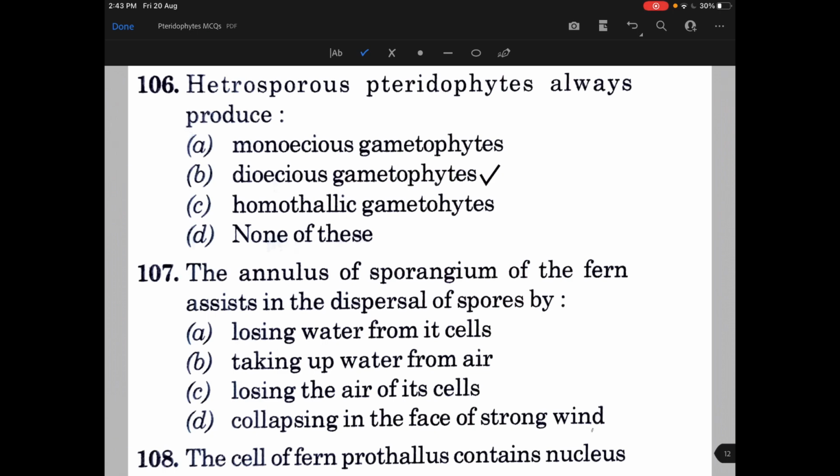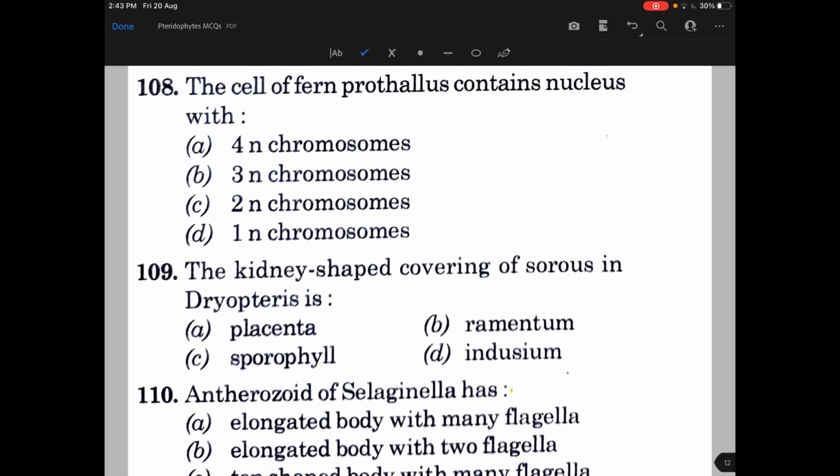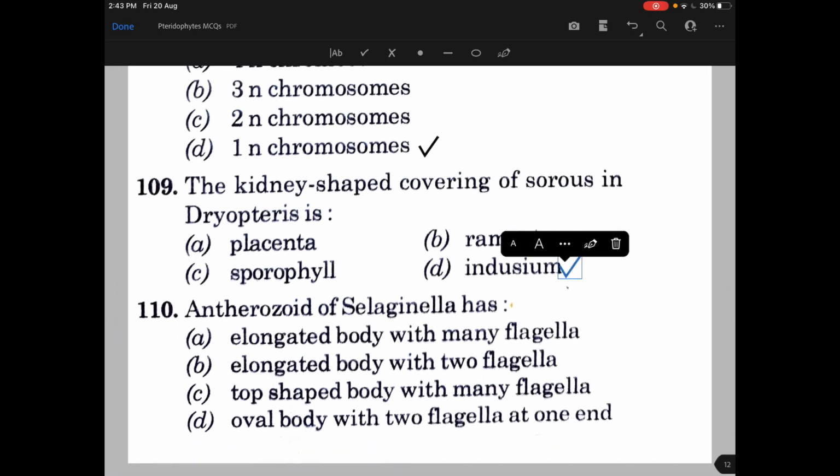The annulus of sporangium of the fern assists in dispersal of spores by dash. The answer is A, that is losing water from its cells. The cell of a fern prothallus contains nucleus with dash. The answer is D, that is 1N chromosomes. Next, the kidney-shaped covering of a sorus in Pteris is dash, and the answer is D, that is indusium.